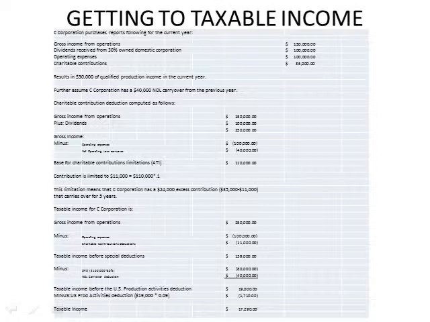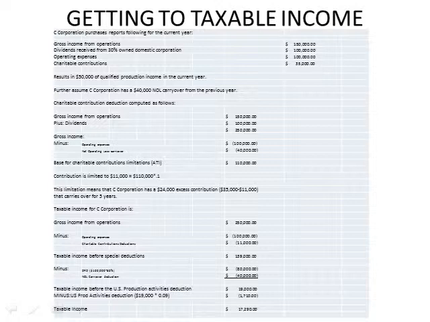The limitation means that the C Corporation has a $24,000 excess contribution that carries over for 5 years. And that's simply the amount of the contribution we made this year less the amount we're able to take this year, constrained by the limitations, of $11,000. So we have $24,000 that we can carry forward for 5 years. If we don't use them by those 5 years, then they expire and we lose the use of them.